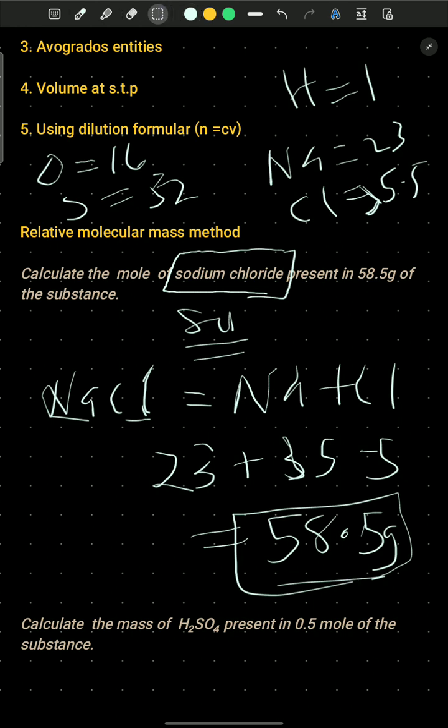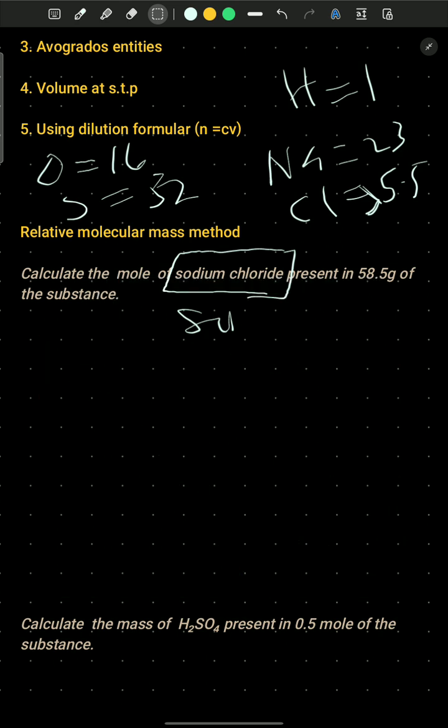Then having done that, I will move ahead and state here that 1 mole of the substance I'm working with, don't forget what I told you earlier, 1 mole of any substance must give you the exact molecular mass of that thing. So 1 mole of sodium chloride, what does the 1 mole give me? For my calculation, it should give me 58.5 grams.